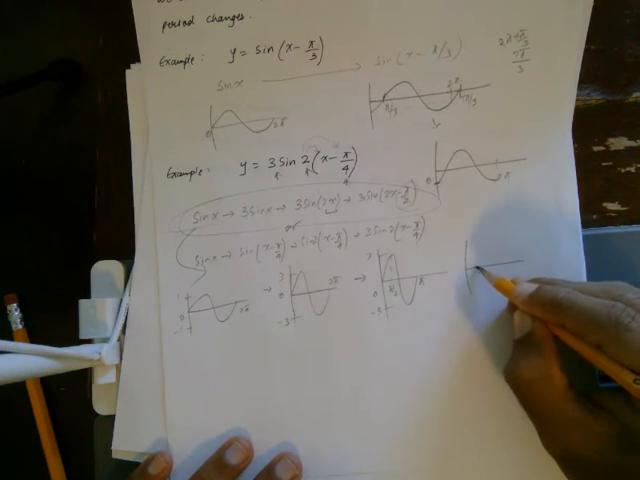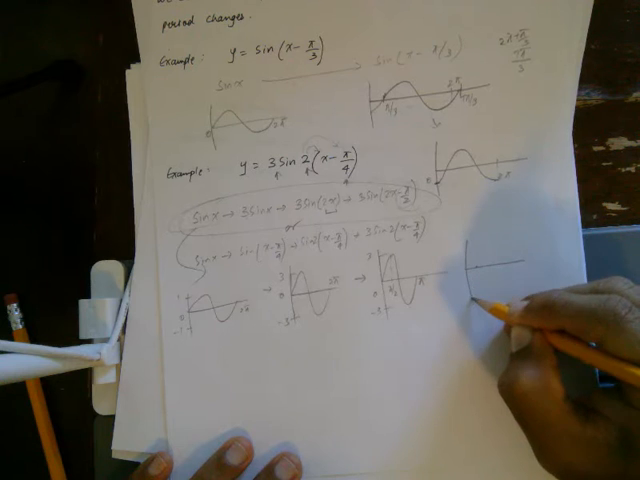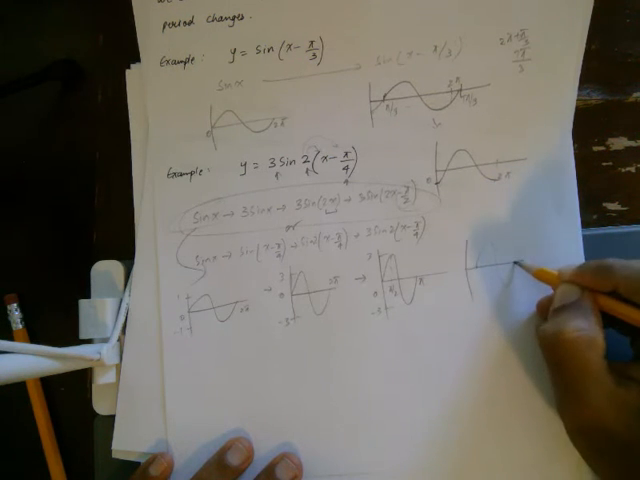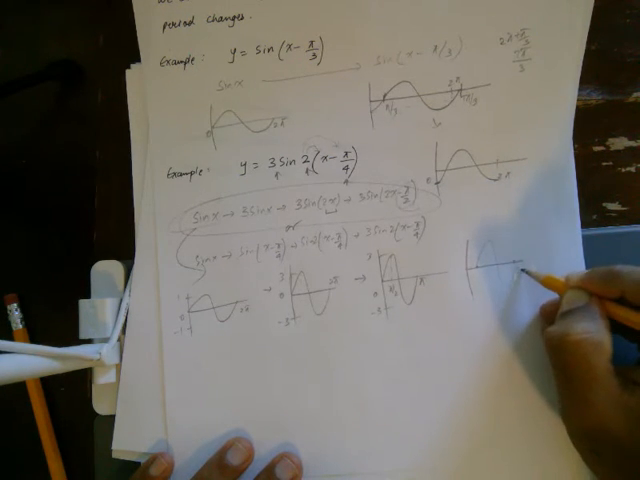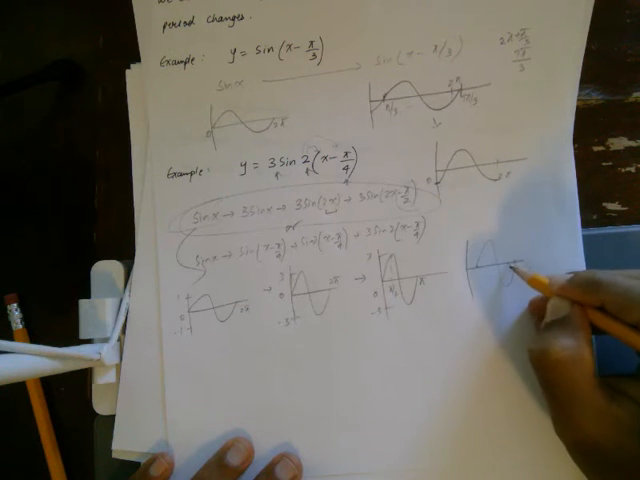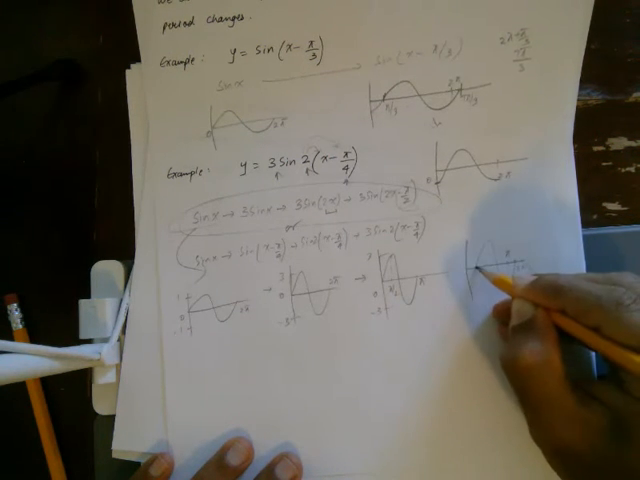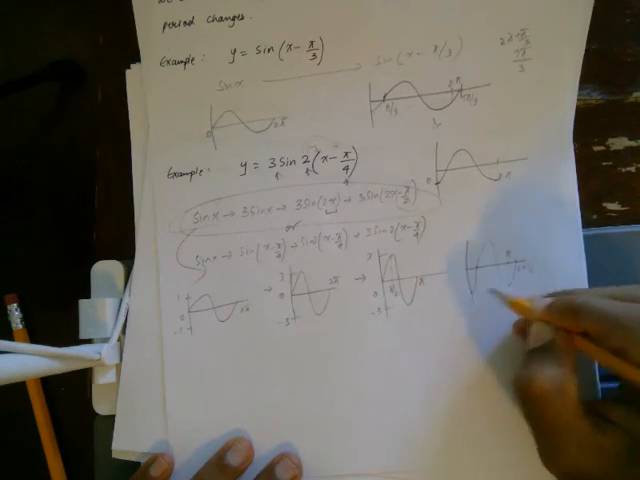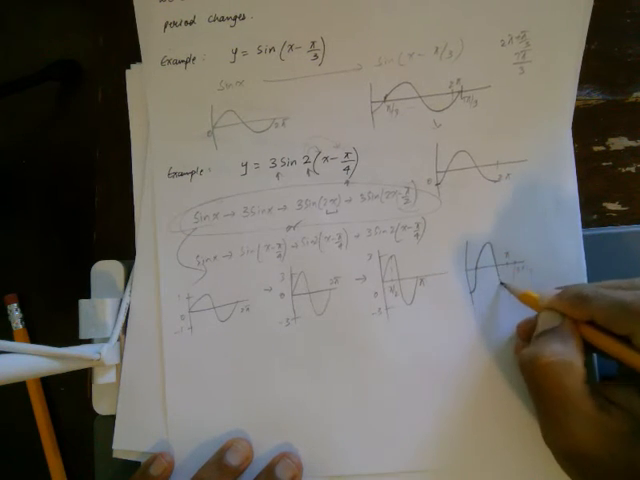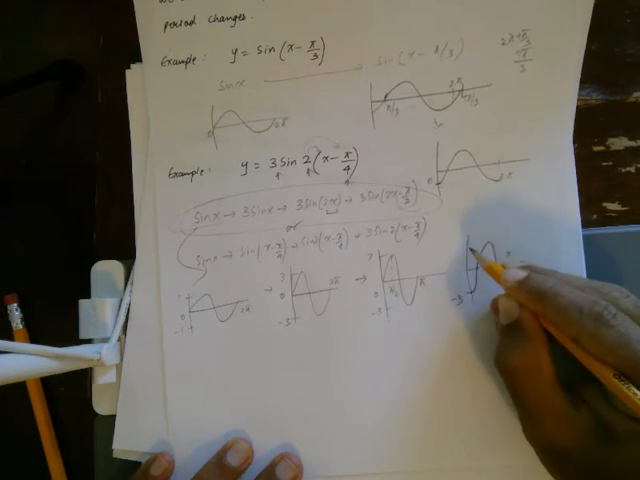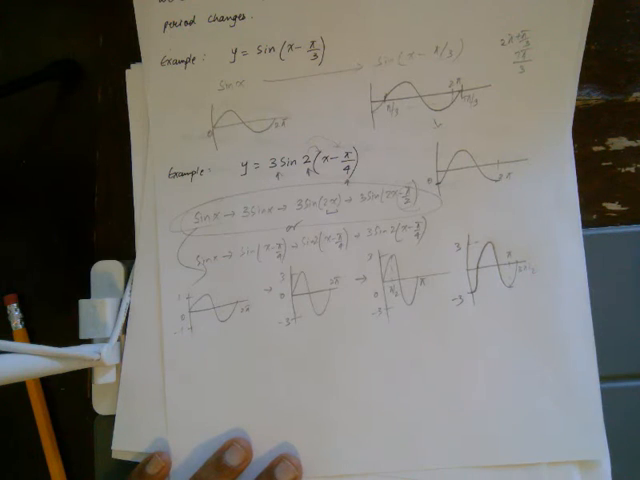So this right here is pi over 2. So it moves here. And this is going to be 3 pi over 2. But I want to cut it off at pi. So my actual graph is just going to be that. With this is -3 and this is +3.